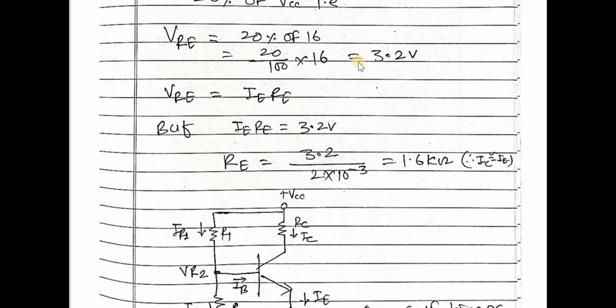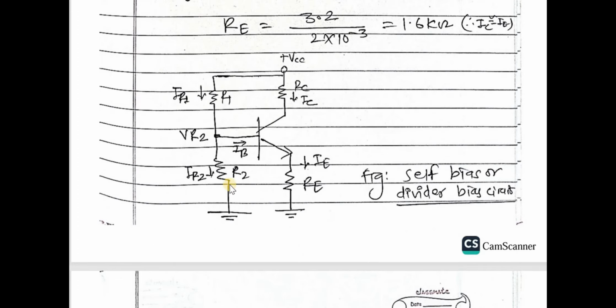We have already found that RE equal to 3.2 upon 2 into 10 to the power minus 3. The value of IE is 2 milliampere, already given, so RE is 1.6 kilo ohm, and IC is nearly equal to IE. And this is a figure of the self bias or voltage divider circuit.